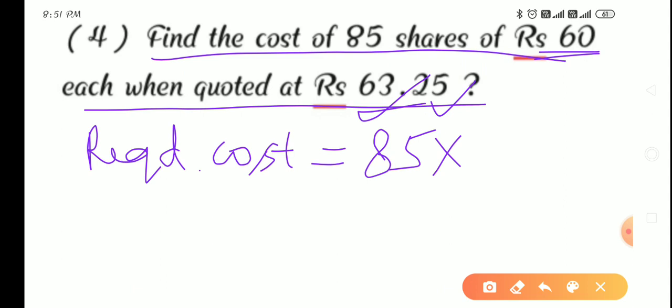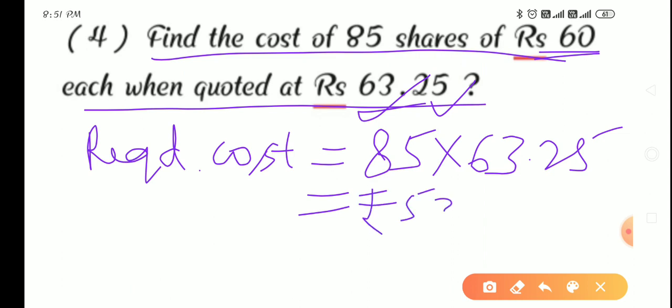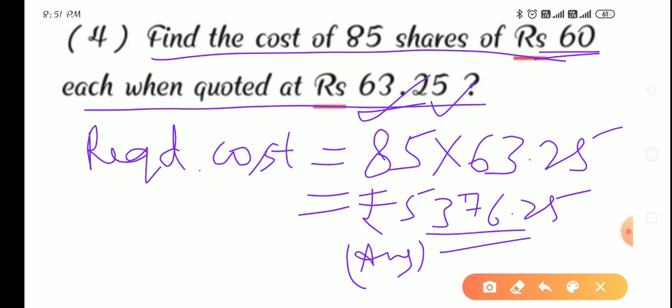You are purchasing the share for rupees 63.25. So 63.25 you can take in the multiplication: number of shares multiplied by MV of 1 share. In the previous question I wrote the formula. Keep in mind, when you multiply, it will give the answer 85 multiplied by 63.25. The answer will be rupees 5376.25. So this will be the cost of 85 shares. So this is the cost of 85 shares.